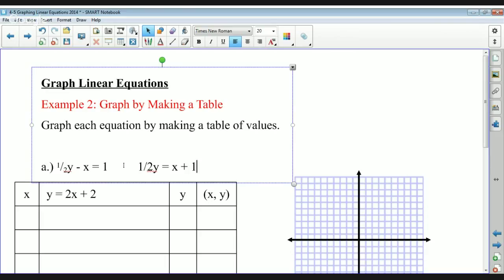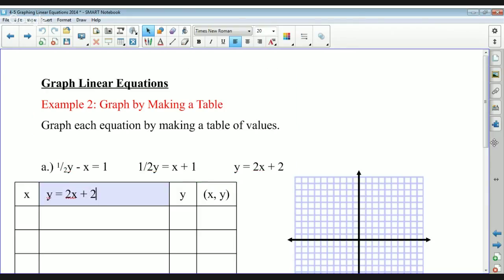I hope you're able to think to yourself that yes, 2 halves make a whole. So we need to multiply everything by 2. A half times 2 is 1. 1 times 2 is 2. And 1 times 2 again is 2. So our equation that we began with, 1/2 y minus x equals 1. Graphing wise, we need to have it as y equals 2x plus 2.